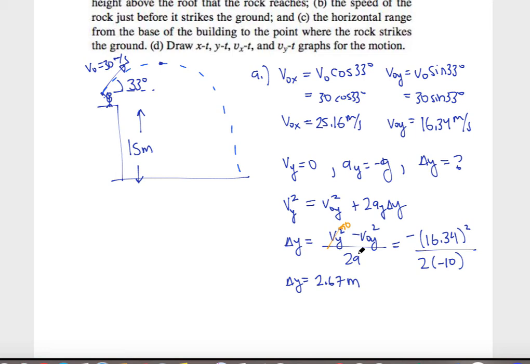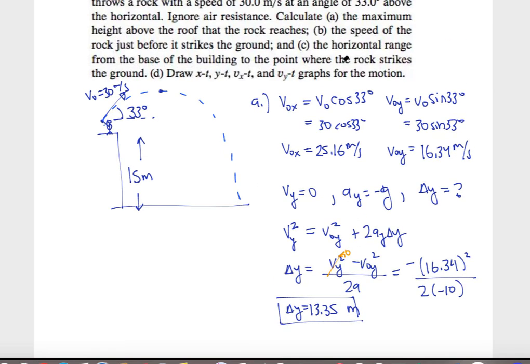I'm sorry, I made a mistake in my calculation. So that is not 2.67 meters. That is actually 13.35 meters. Calculators are fun.